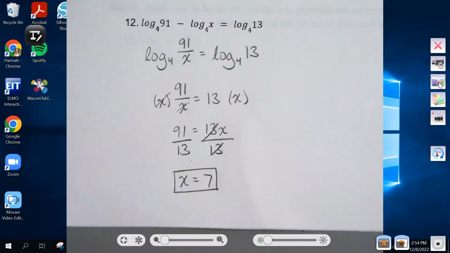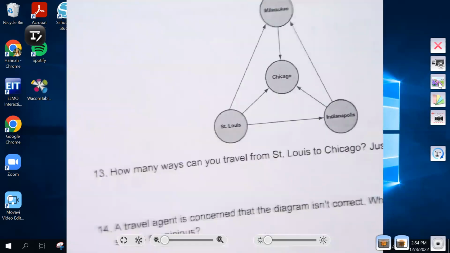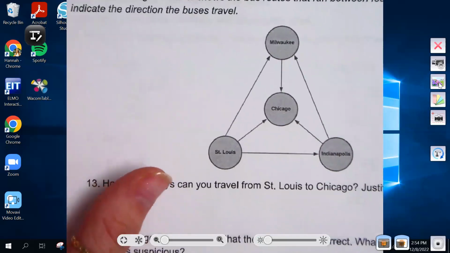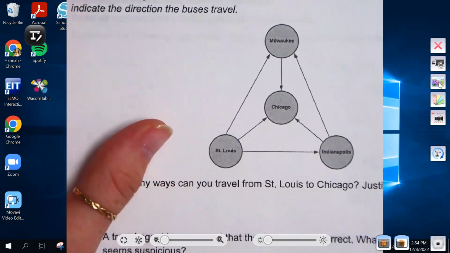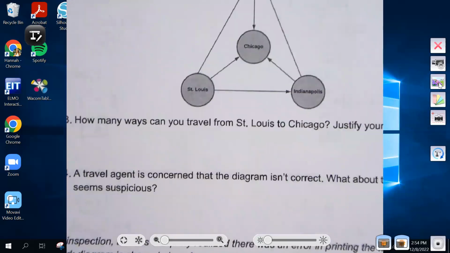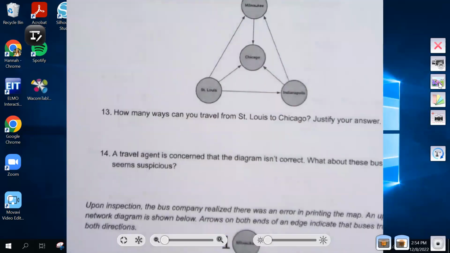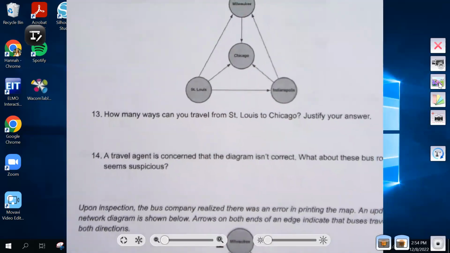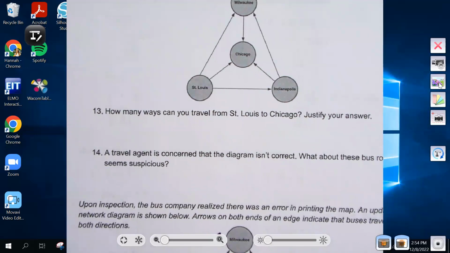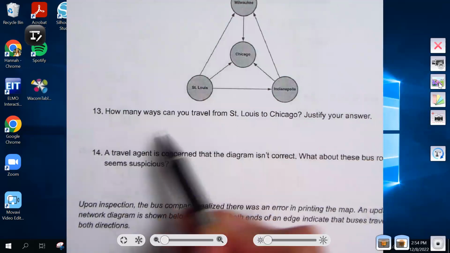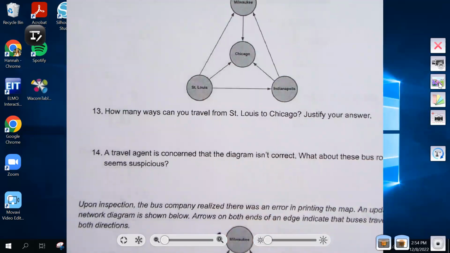All right, let's look at a network diagram. So we've got bus routes that run between 4 large cities. Obviously, the arrows indicate the direction the buses travel. Number 13 says, how many ways can you travel from St. Louis to Chicago? Justify your answer. So you can justify your answer by drawing on the diagram, by listing out the different ways you can go. It doesn't have to be you explaining what you did. You can just show me what you did.